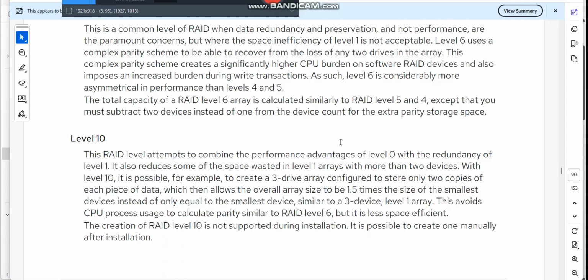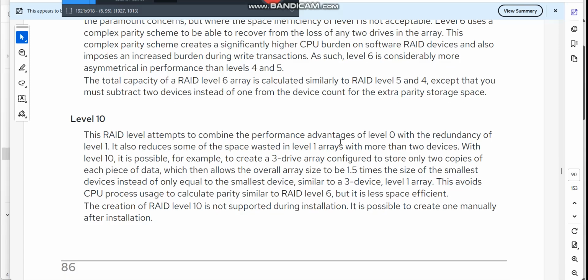As such, level 6 is considerably more asymmetrical in performance than levels 4 and 5. The total capacity of the RAID 6 array is calculated similarly to RAID levels 5 and 4, except that you must subtract two devices instead of one from the device count for the extra parity storage space.